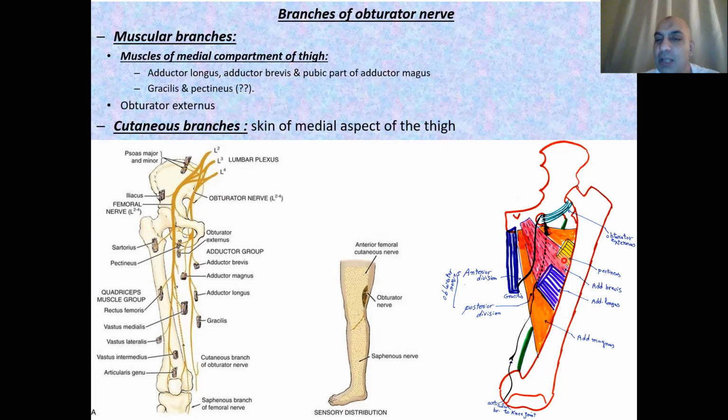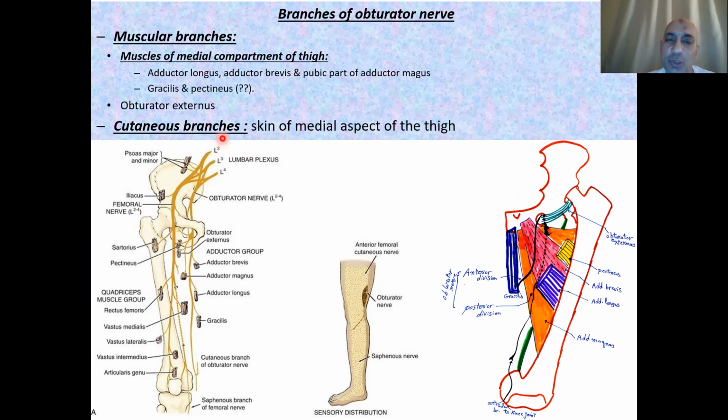Again, this nerve supplies pectineus, adductor longus, the yellowish and the bluish muscle. Then after that, adductor brevis, and the pubic part of adductor magnus. It is not supplying the ischial part of adductor magnus. So the obturator nerve supplies muscles of the medial compartment. Besides, this muscle, which is called obturator externus, is one of the 6 lateral rotators. So finally speaking, it supplies the whole medial compartment except the ischial part of adductor magnus. Besides, it supplies the obturator externus muscle.